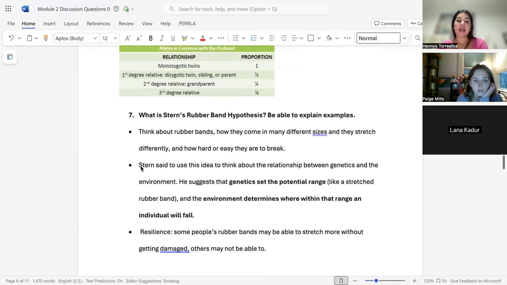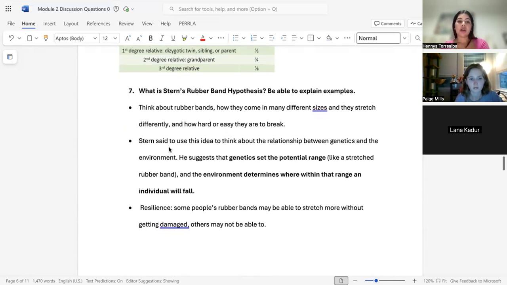It's like the name says, it's about rubber bands and how they come in different sizes and how much you can stretch them and how easy or hard they can be to break. So Stern and others use this idea about the relationship between genetics and the environment, and he suggested that genetics set the potential range, like how much a rubber band can stretch, and then the environment will determine where the individual will fall between that range.